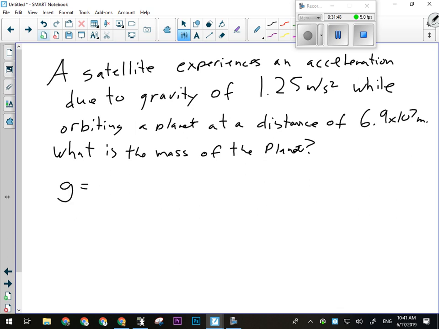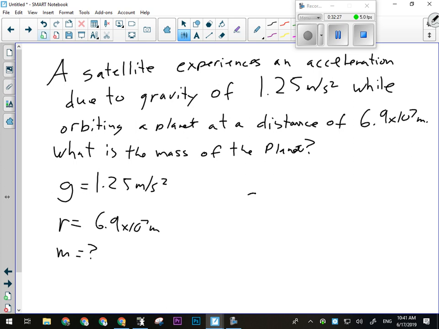So here's what we know. g is 1.25 meters per second squared, or newtons per kilogram, whichever way you want to write it. We know its orbital distance, that's going to be r, I'm not going to have to add anything, that's center to center, is 6.9 times 10 to the 7 meters. What I'm looking for is the mass of the planet it's orbiting, not Earth. Unless I'm wildly lucky and it comes out to 5.98 times 10 to the 24, the chances of which are slim to none. If it actually comes out that way, I'm leaving right after that to go buy a lottery ticket. Yeah, don't hold my breath.